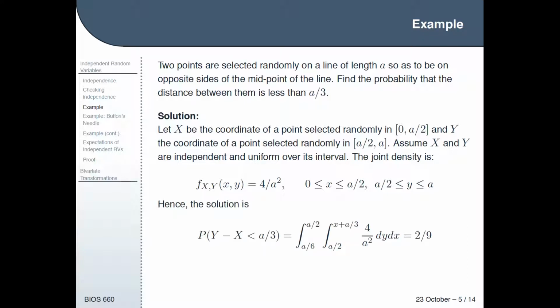And so the solution, the probability that they're within A over 3 of one another, is equivalent to the probability that the difference between the y point, which by definition is between A over 2 and A, so it's always going to be bigger than x. We want the difference between y and x to be less than A over 3. This is kind of what I was talking about before. We have to integrate over this region, y minus x less than A over 3.